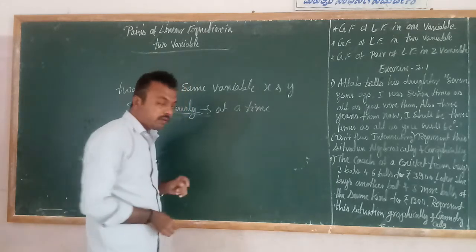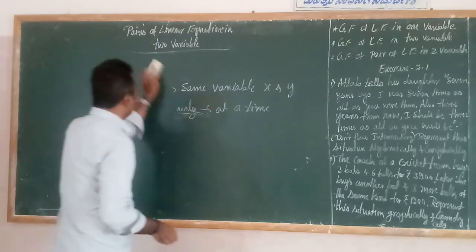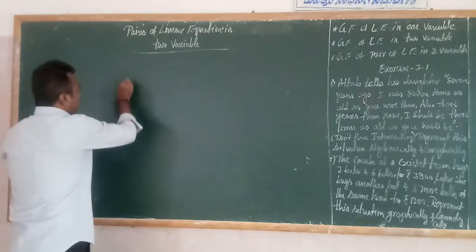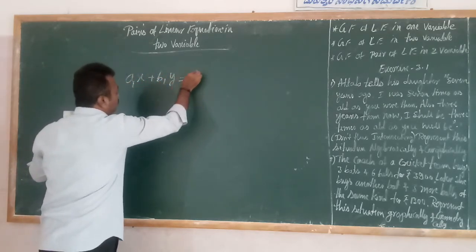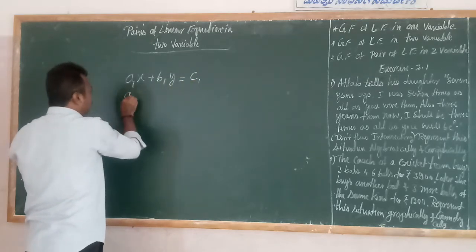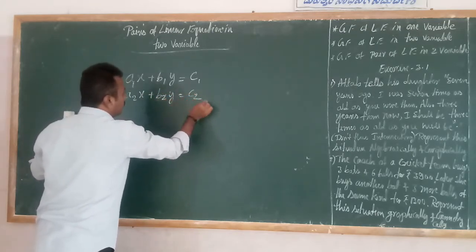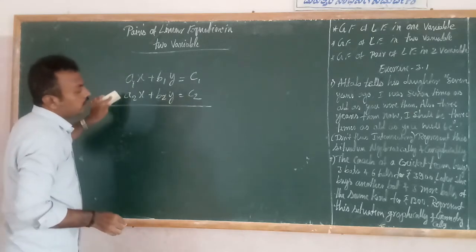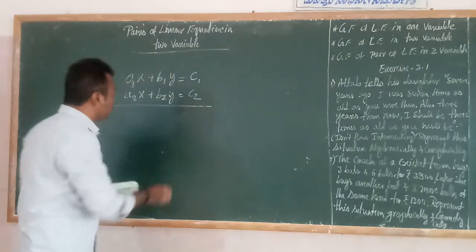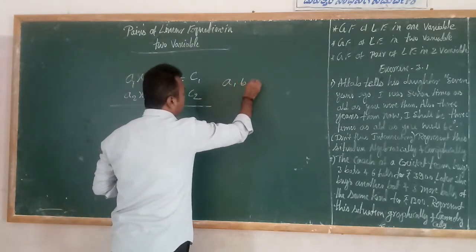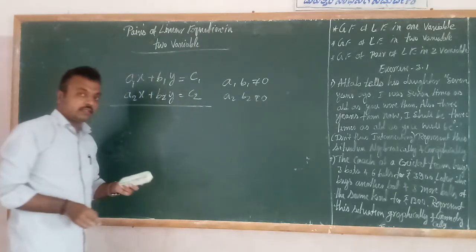So for example, the general form of linear equations in two variables. Let us write it. Okay students? See, a1x plus b1y is equal to c1 and a2x plus b2y is equal to c2. So these two are the general form of a pair of linear equations in two variables. Here students, a1 and b1 are not equal to 0 and a2 and b2 are also not equal to 0. It is a condition.